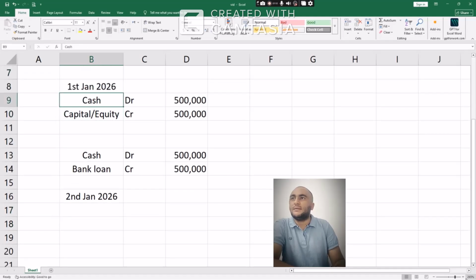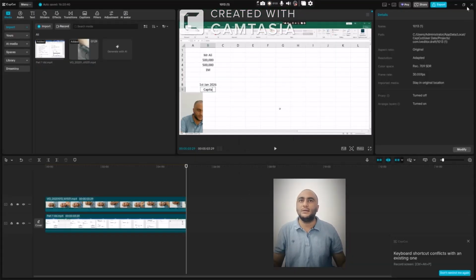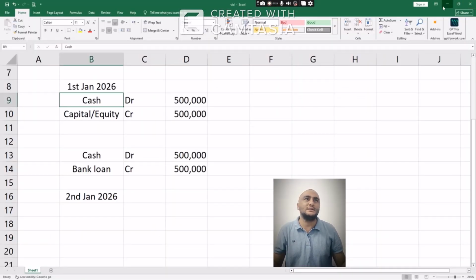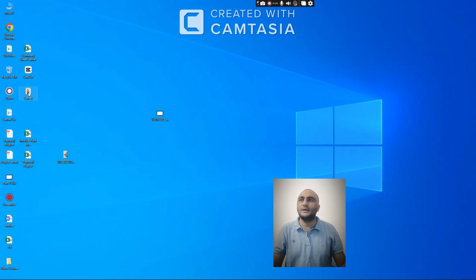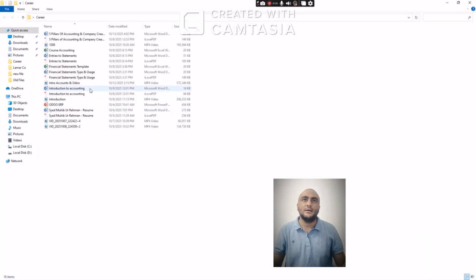Now you can see we have cash of 1 million, capital is 500,000, and the bank loan is 500,000 again. So at this date, if we want to look at how our balance sheet will look, I have attached an article with this video, so you can download it and see it also.